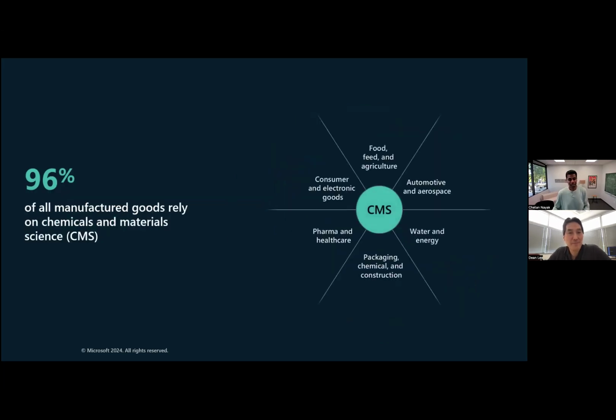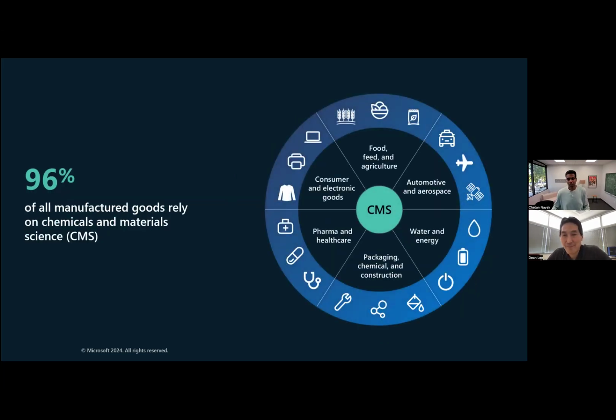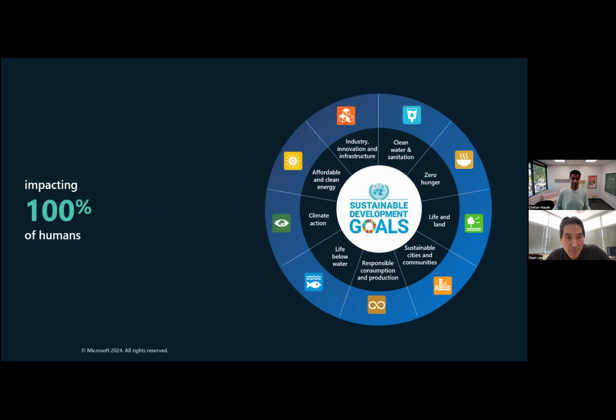Unless you think that that's a niche thing, keep in mind that 96% of all manufactured goods rely on chemicals and material science. Everything from consumer and electronic goods, food, agriculture, packaging, water and energy, they all rely on chemical and material science. And those things impact 100% of humans.